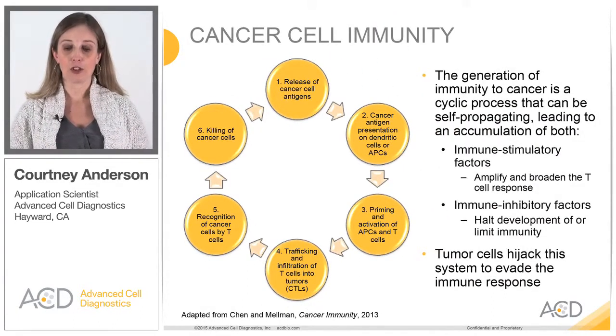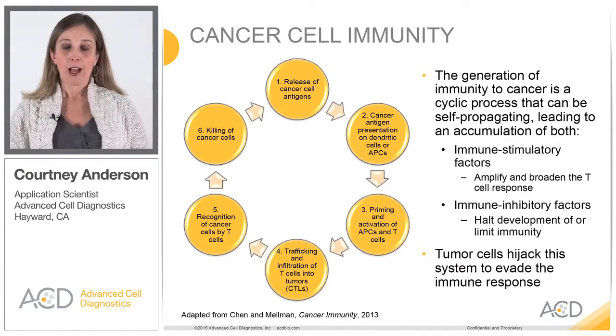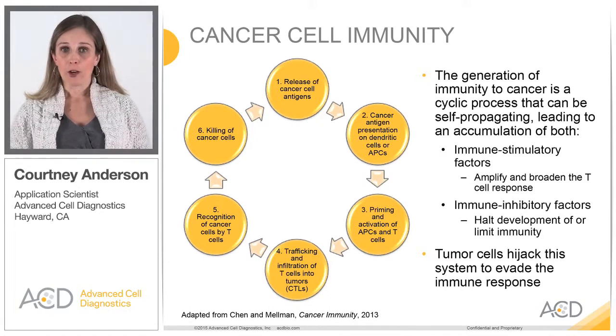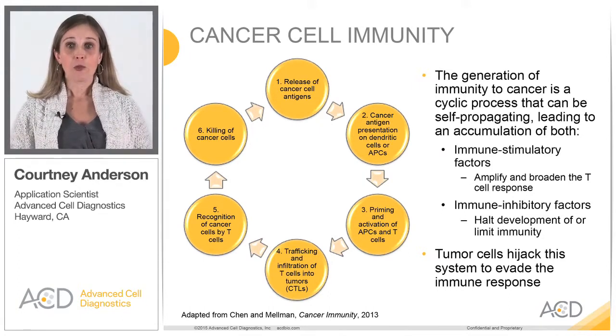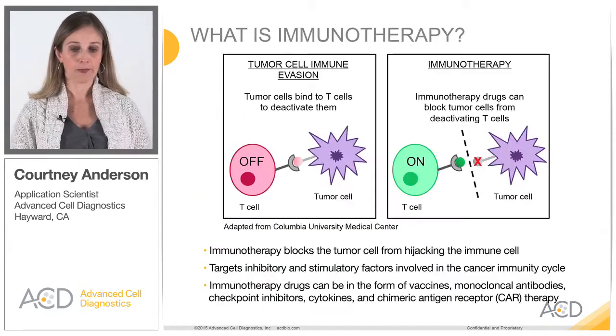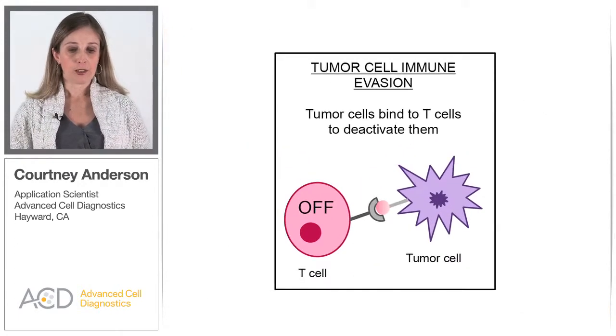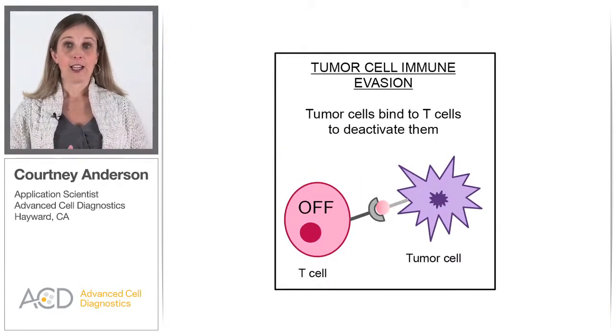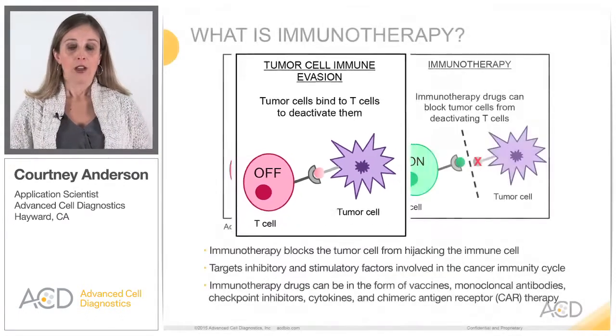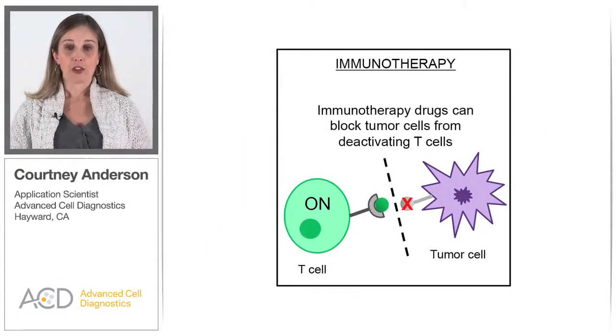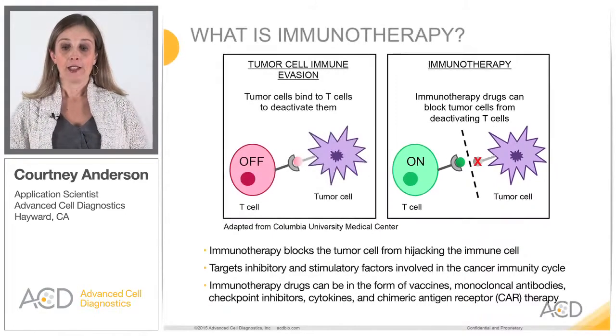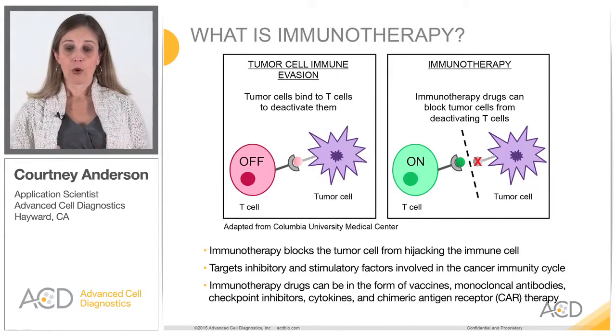Now, this can lead to an accumulation of both immune stimulatory factors, which help to amplify and broaden the T cell response, as well as immune inhibitory factors that halt the development of or limit immunity. Now, tumor cells have taken advantage of this and can actually hijack this system in order to evade the immune response. When tumor cells are evading the immune system, the tumor cells bind to T cells and can actually deactivate them or turn them off. Immunotherapy takes advantage of this process by actually blocking the tumor cell from deactivating the T cell. And it does that by either targeting inhibitory or stimulatory factors that are involved in the cancer immunity cycle.